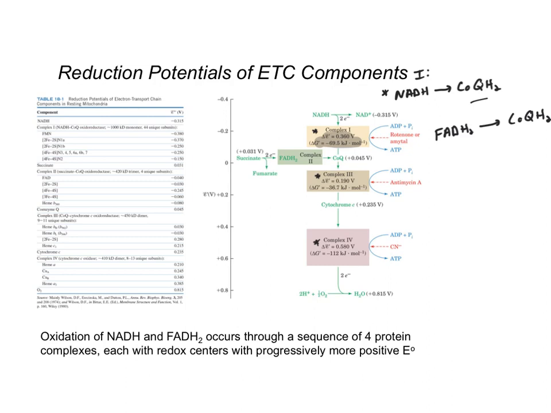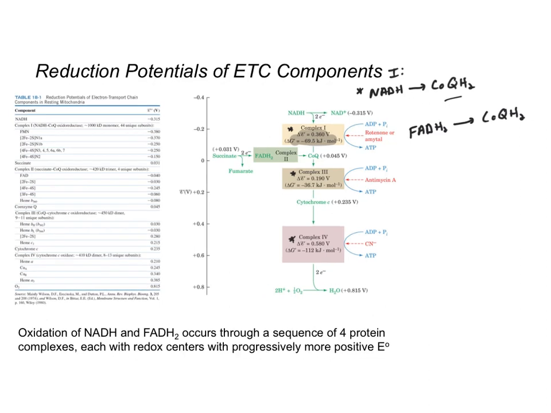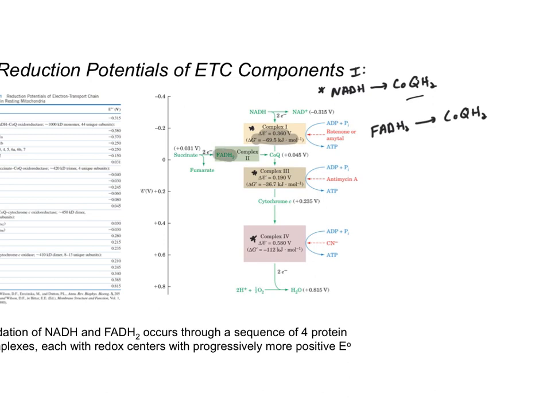FADH2, on the other hand, does not have such a low reduction potential. So when we transfer the electrons from FADH2 to coenzyme Q, it's going to be spontaneous, but it is not spontaneous or energetic enough to translocate protons. The only purpose of complex 2 is essentially to get the electrons stored in our FADH2 into the pool for later reduction of stuff. So we're not going to see any translocation of protons in complex 2.